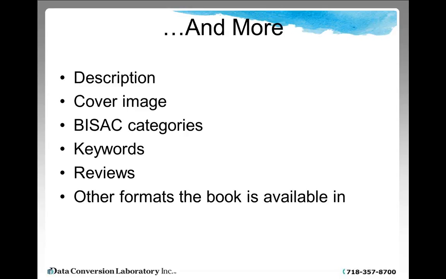And there is still more. These are the marketing data items. Without these, your book actually might as well be invisible. A description is critical. What is the book about? What topics does it cover? A cover image, very important. Books without cover images have a hard time selling. BISAC categories, these are important because they map to each vendor's proprietary category sets. Keywords, reviews, and any other formats that the book is available in. Shoppers want to know this.